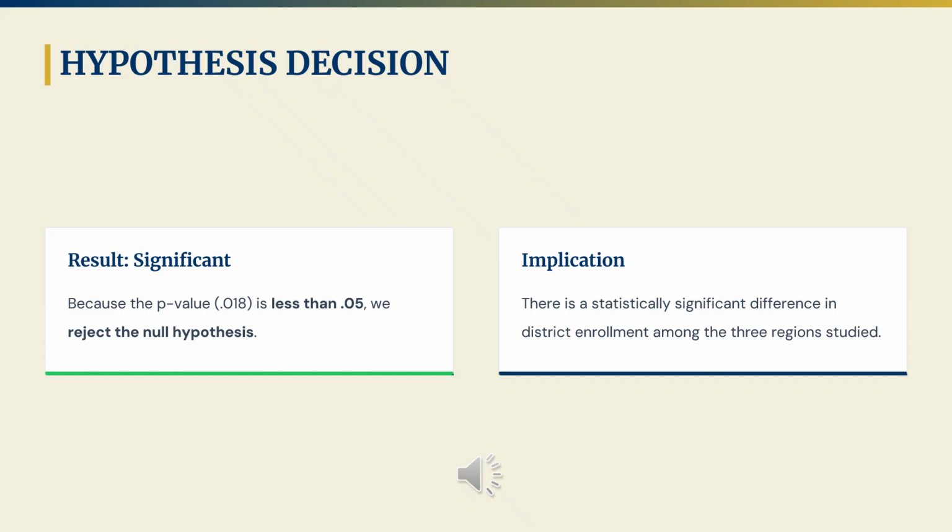In slide 9, we will be explaining the hypothesis decision. Since the p-value is less than 0.05, the results are statistically significant. Therefore, I rejected the null hypothesis. This indicates that there is a significant difference in district enrollment among the 3 regions.